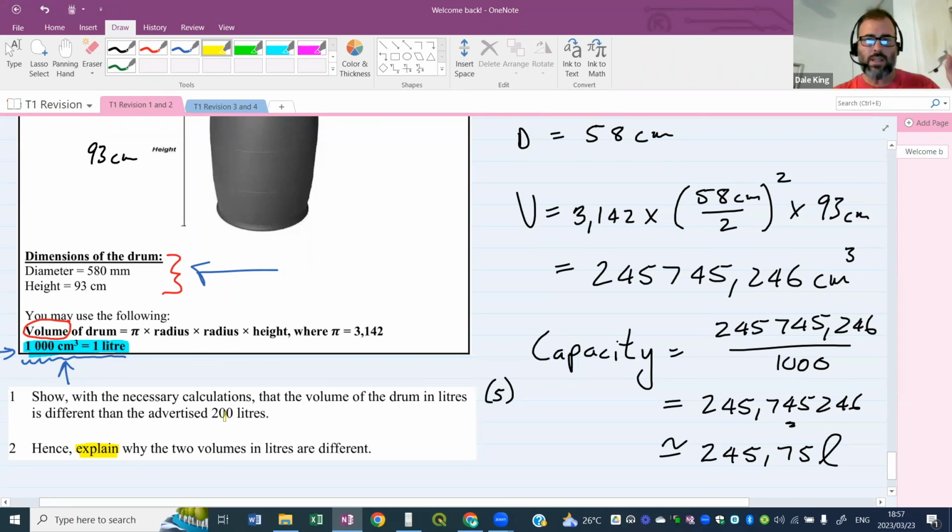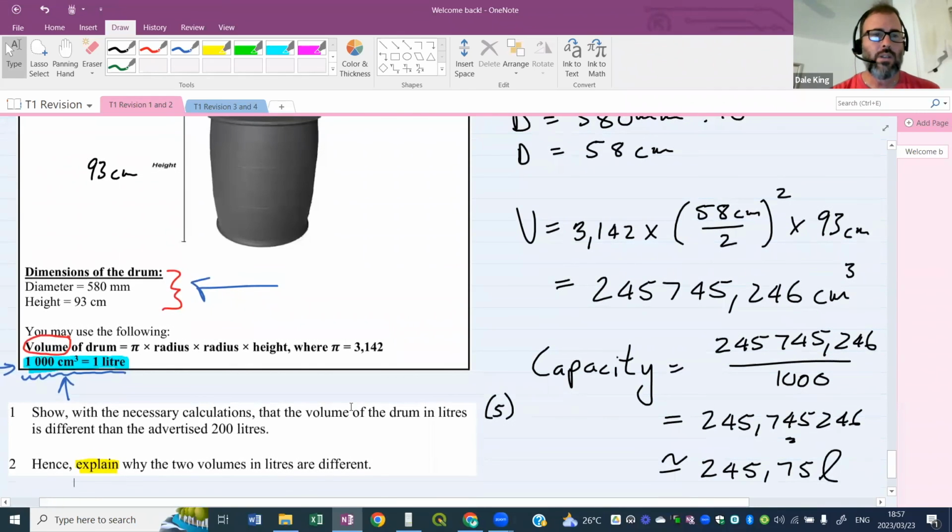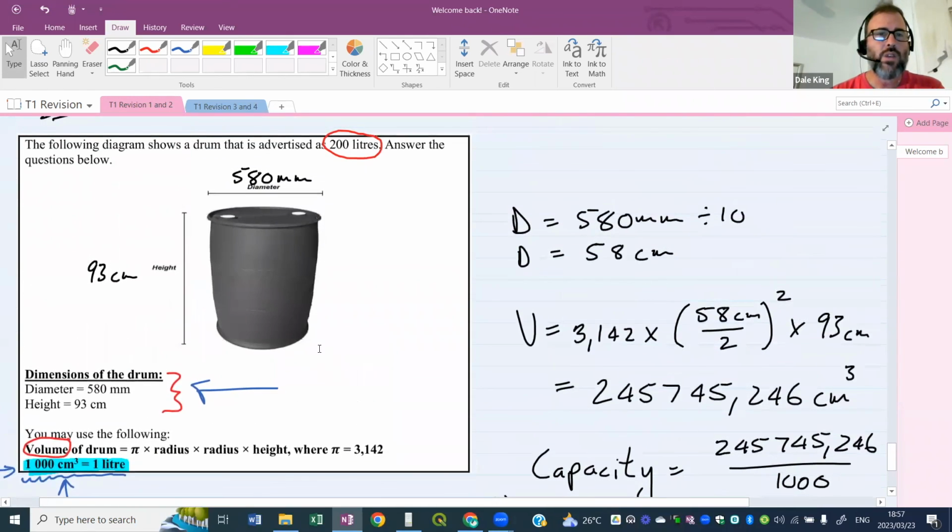All right. So looking at the two answers, we've got 200 in the advert and 245,75 in the calculation. Why are the volumes different? Why did they say 200 liters in the advert, but actually it's 245,75? Would anyone like to give it a guess? This is a subjective answer. You can use words, no calculations. Why do you think they've done this? Why did they say, here's a drum advertised for 200 liters? Anyone like to try? Why did they say 200 in the advert?